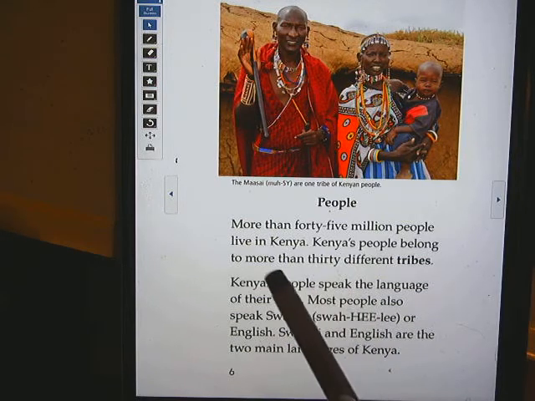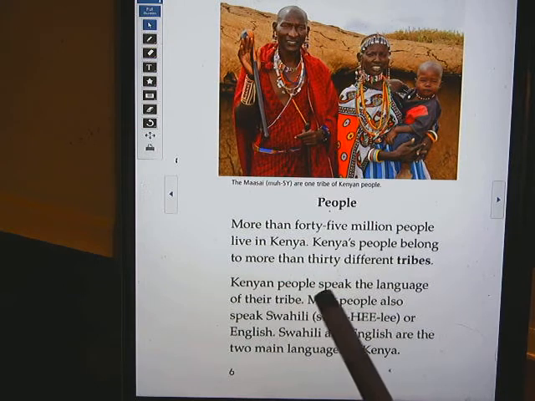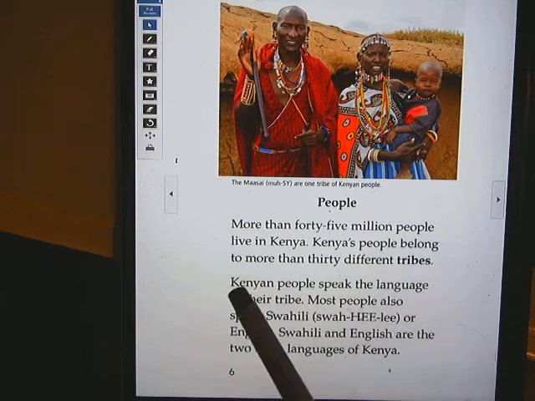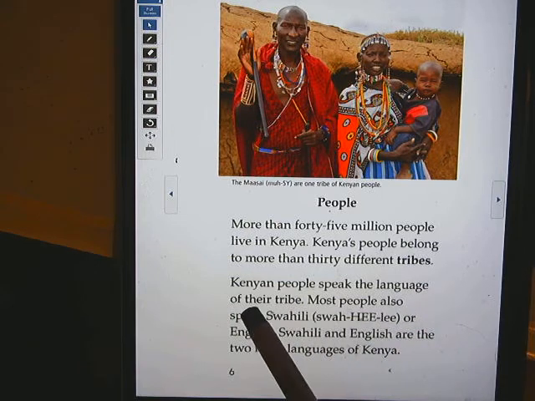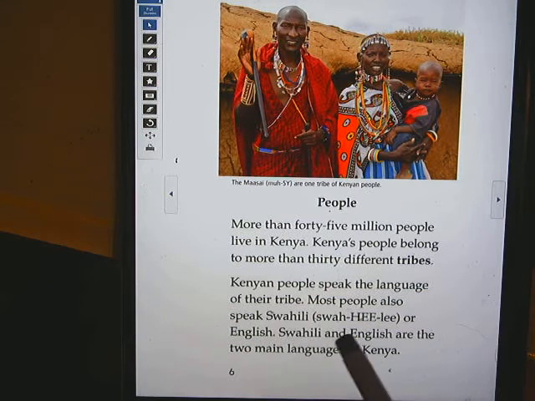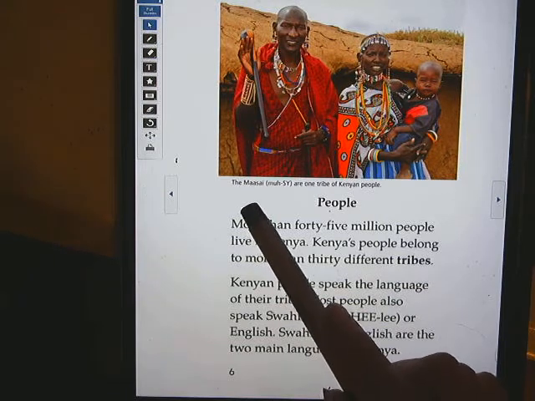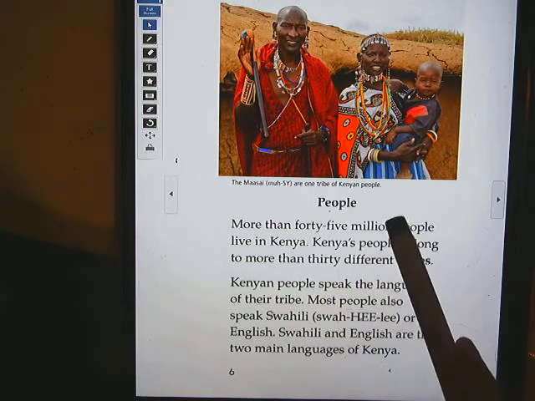People. More than 45 million people live in Kenya. Kenya's people belong to more than 30 different tribes. Kenyan people speak the language of their tribe. Most people also speak Swahili or English. Swahili and English are the 2 main languages of Kenya. The Maasai are one tribe of Kenyan people.